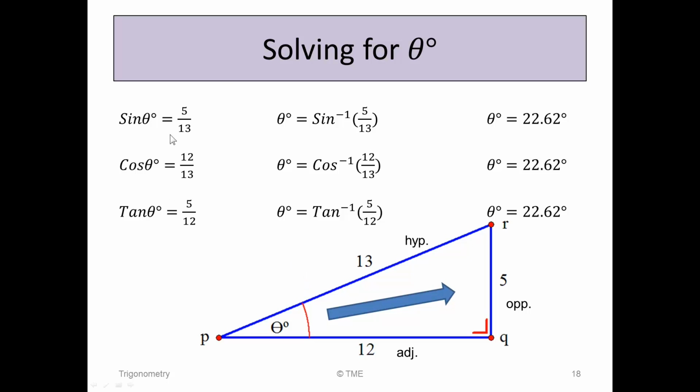And we could have done this for tan as well. So with sine, we get 22.62, or for tan, opposite over adjacent, 5 over 12. Theta is the inverse tan of 5 over 12. Theta is 22.62.